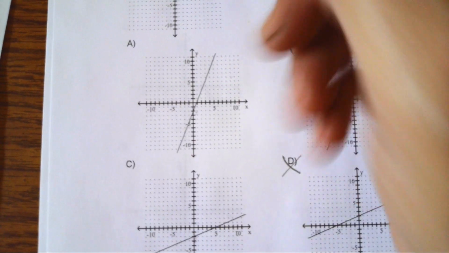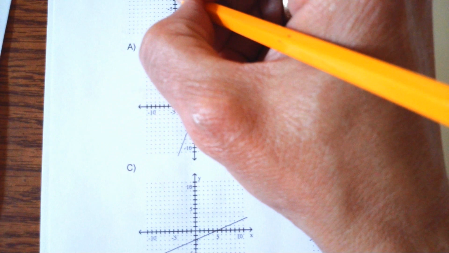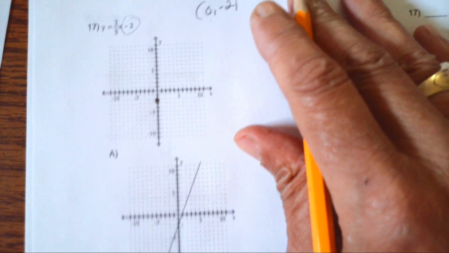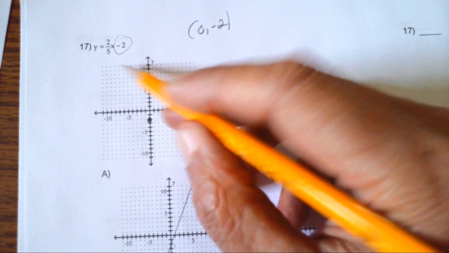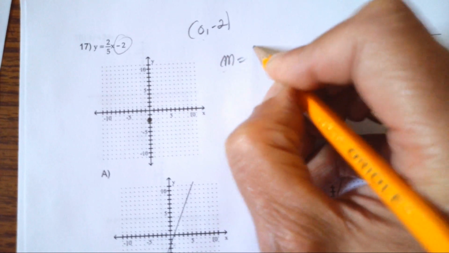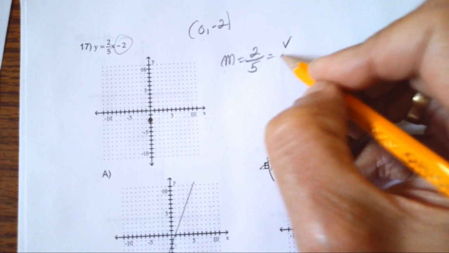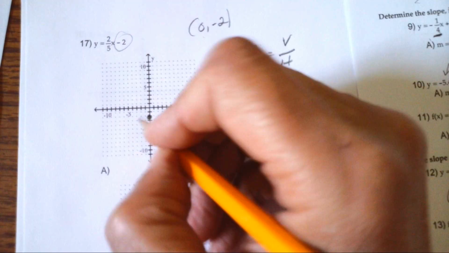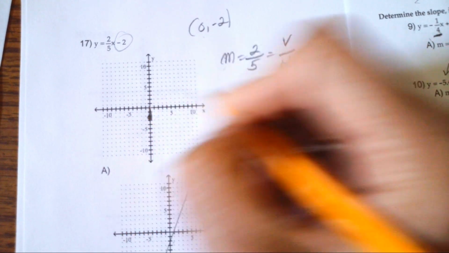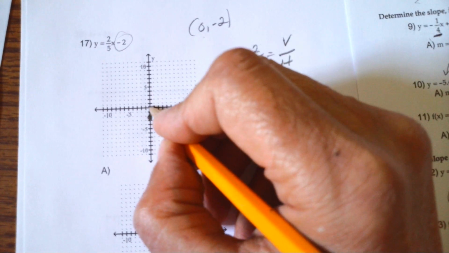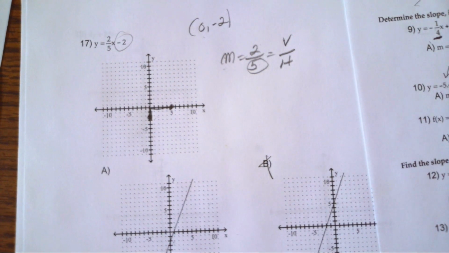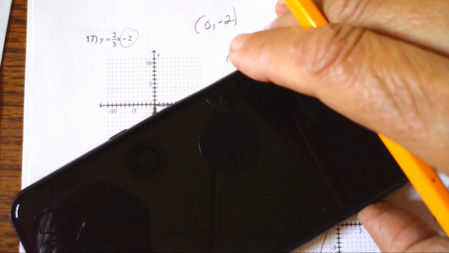So what I would have done here, since I know my y-intercept is (0, -2), I would have put a dot right there. Now the slope is 2/5. This is vertical change over horizontal change. So both of these are positive. Our vertical change is positive 2, so I want to come up 2, and then go in the horizontal direction positive 5. What this would do for me is determine another point, and I could connect them with a line.